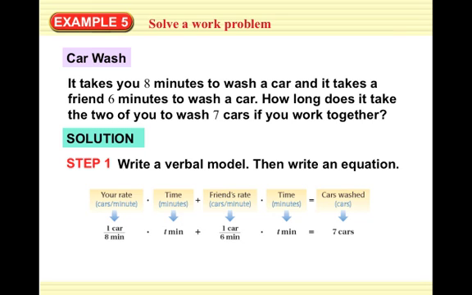Okay, so your particular rate is you get 1 car washed every 8 minutes, and you and your friend are going to keep washing cars for however many minutes it takes. So that means our variable, let's use t because we're talking about time, so times t minutes, plus your friend's rate, which is going to be 1 car for every 6 minutes, times the same amount of time, so times t minutes, equals 7 cars. So you're going to work for t minutes, your friend's going to work for t minutes, and that's going to get 7 cars washed. The question is, what's t?